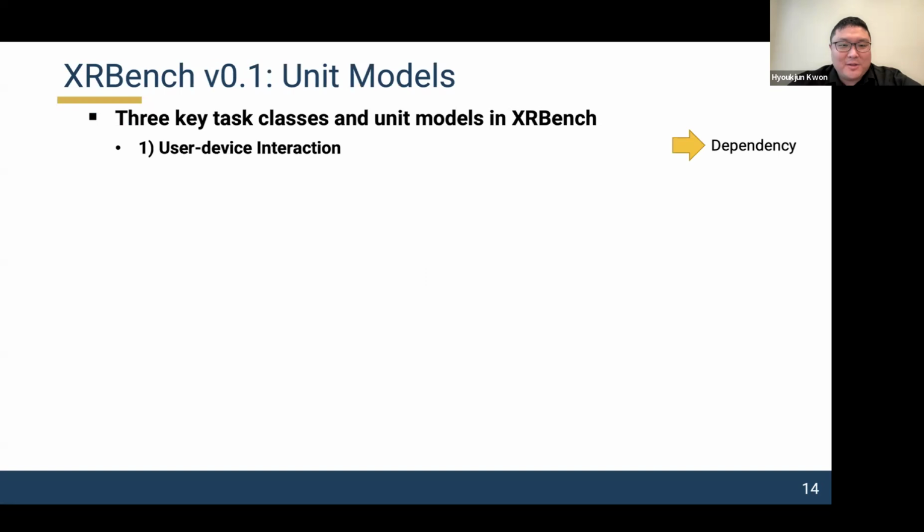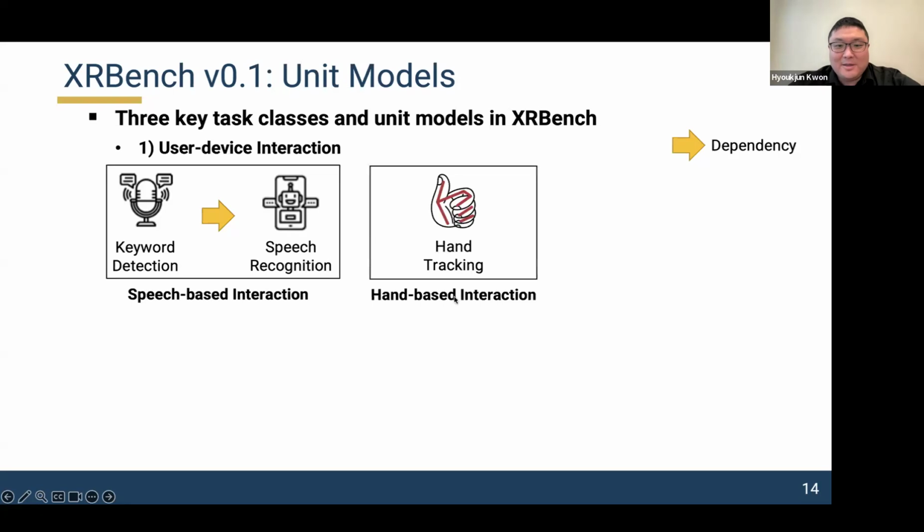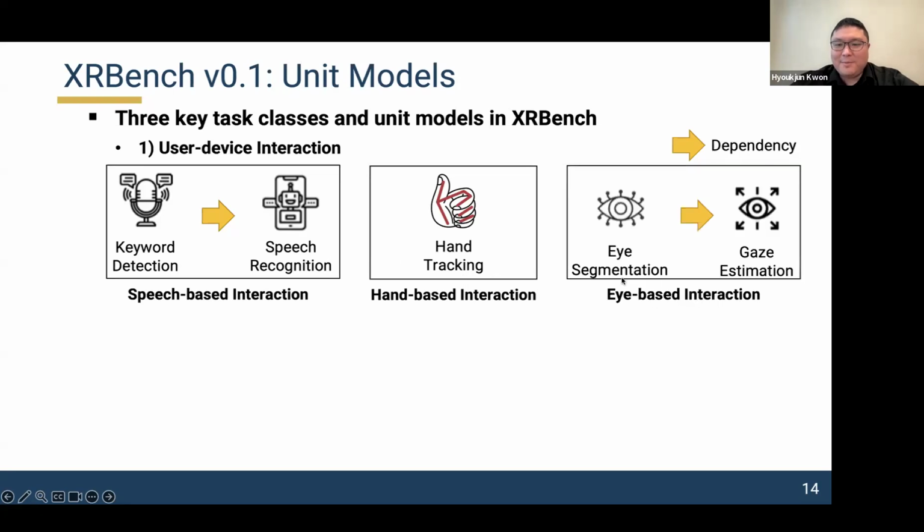So let me first discuss the unit models, ML models included in the XR Bench. There are three key task classes and unit models in XR Bench. The first class is user-device interaction. For speech-based interactions, as I showed in one of the previous examples, there's a keyword detection model that captures the wake words and is connected to the speech recognition model. And for enabling hand-based interaction, we need a hand tracking model. And to enable eye-based interaction, you have the eye tracking pipeline. In XR Bench, we adopted a previous work that utilizes eye segmentation followed by gaze estimation.